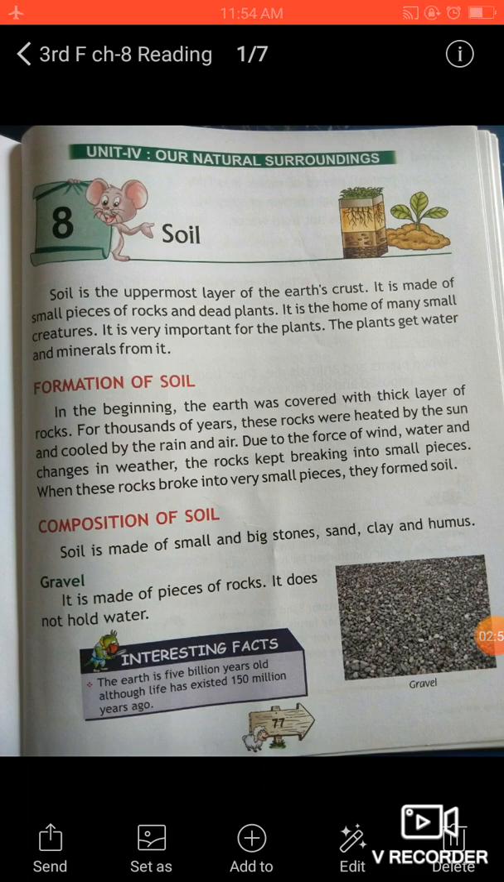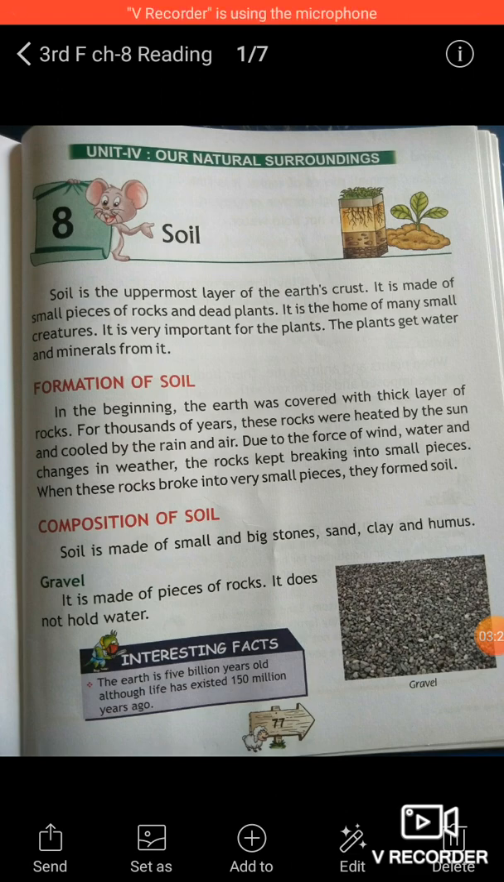Now, what is the composition of soil? Composition means the way or the parts that form the soil. Soil is made of small and big stones, sand, clay, and humus. Humus means a substance made from dead leaves or plants. Khad. Okay, so look at the next part, that is gravel.